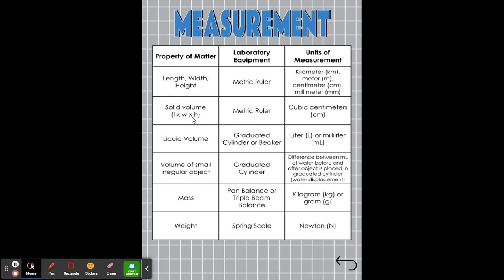Next one is solid volume. We find this by taking the length, multiply it by the width, and multiply it by the height. We can use a metric ruler, and our unit of measurement is the cubic centimeters.